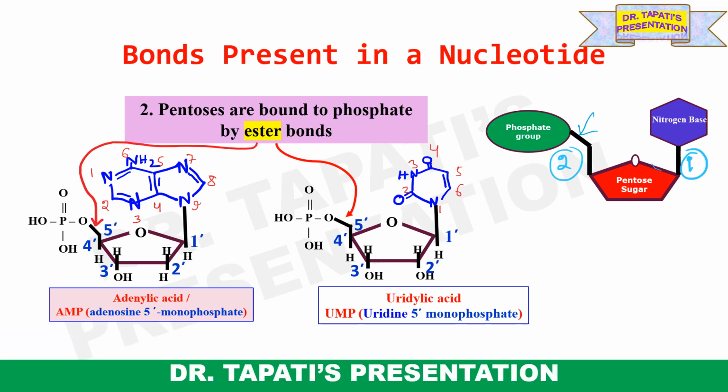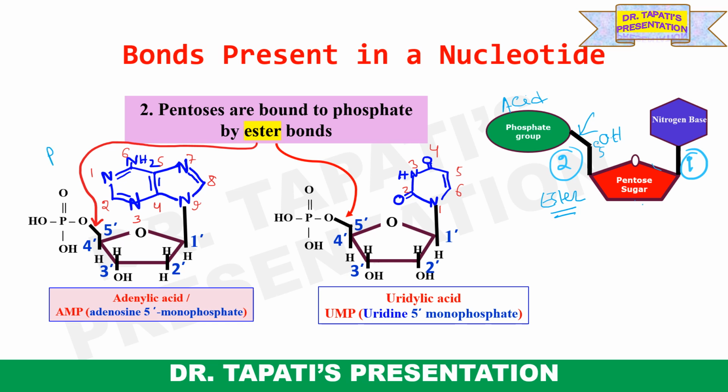The second bond, which is present between pentose and phosphate group, is known as the ester bond. Basically it is a phosphoester bond because this bond involves phosphoric acid. When an acid group reacts with an alcoholic group, and here the C5 carbon of pentose sugar is carrying the alcoholic group, this alcohol-acid combination always makes an ester bond. I hope you already know that. So in this case also we are getting an ester between phosphate group and pentose sugar.